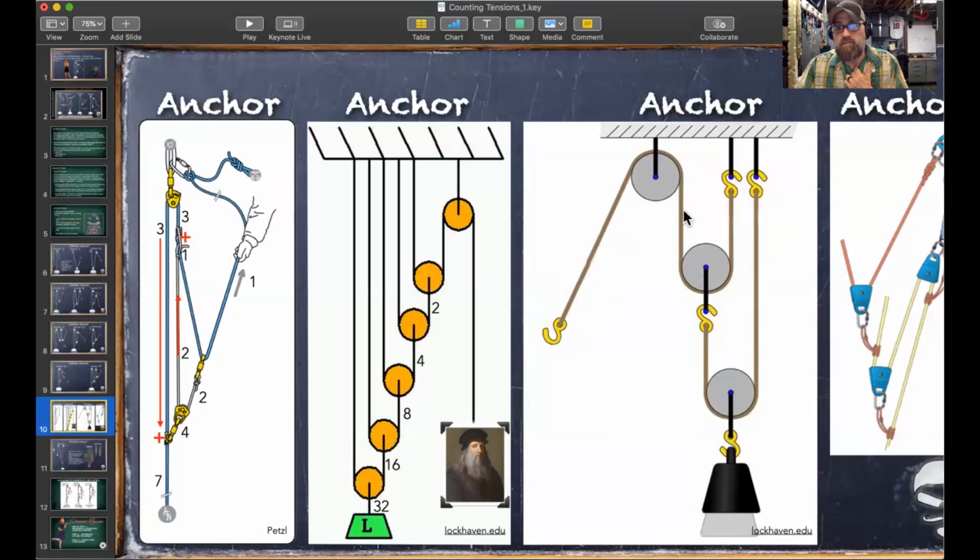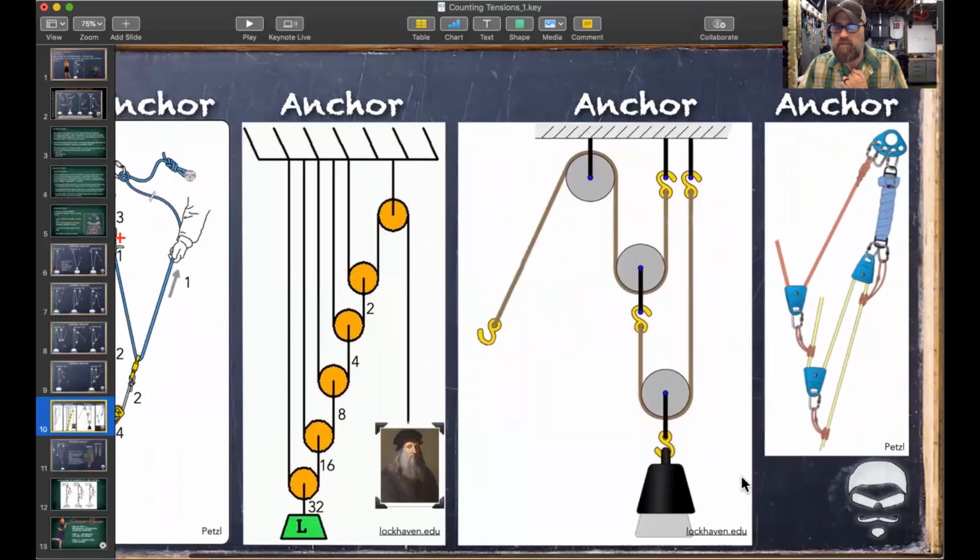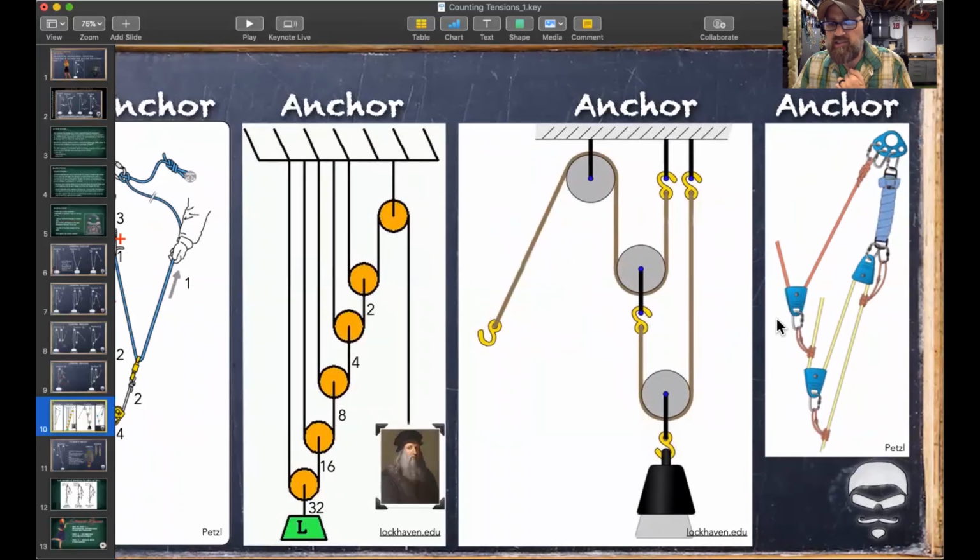So once again, 1 comes in, 1 comes out, 1 comes in, 1 comes out, 2 is sitting here. So now that 2 is sitting here, 2 comes in, 2 comes out, 4 is down here. Whatever number I'm left with at my load is my mechanical advantage. And here I think we have another Petzl example, which is a good one too.